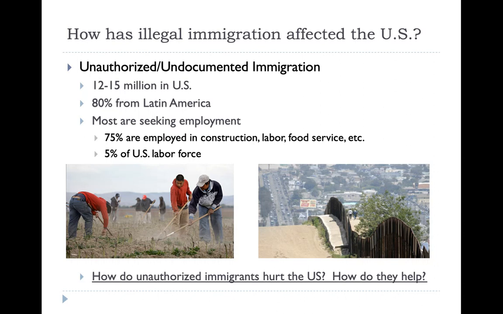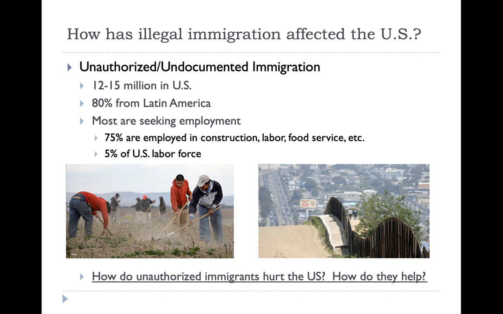So how has illegal or undocumented immigration affected the United States? Currently, the United States has anywhere between 12 to 15 million unauthorized or undocumented immigrants. This number is so broad because these people are undocumented, meaning the government oftentimes doesn't have a way to track their comings and goings. So instead of offering a specific number, we have a range.